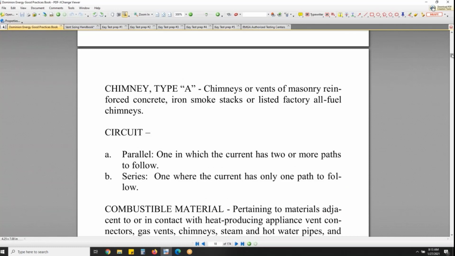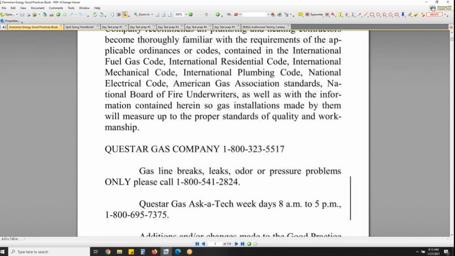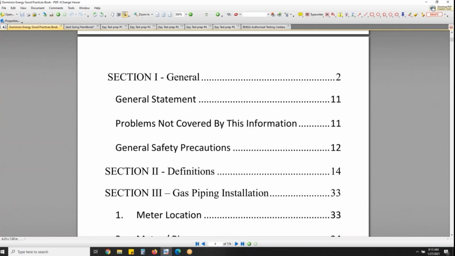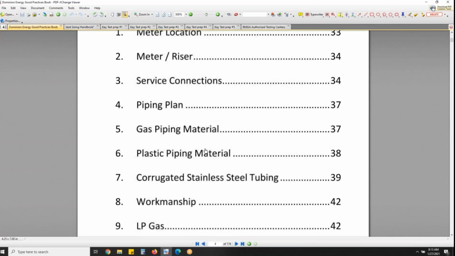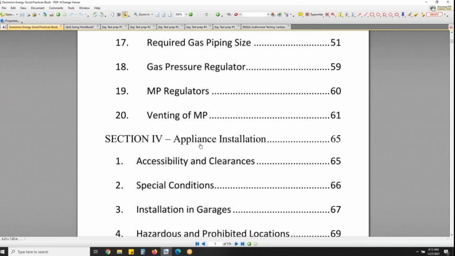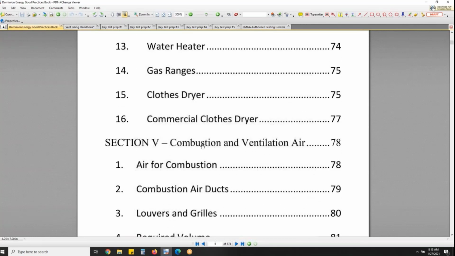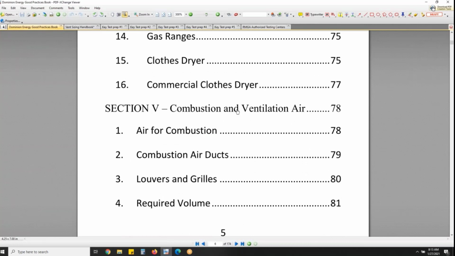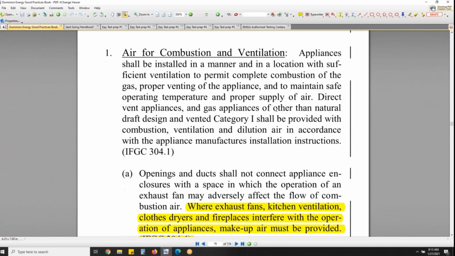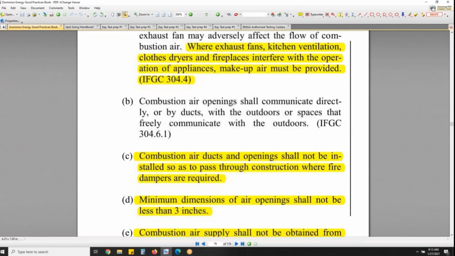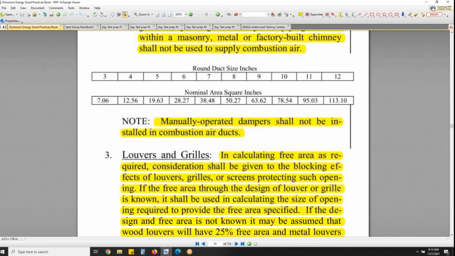But let me show you where we're looking at that kind of explains it for you. We're dealing with combustion air, so I want to find the section for combustion air. It's not section 3, that's gas piping. And it's not section 4, that's appliance installation. Section 5, page 78. If I just click on that, it takes me right there. So he's talking about adequate volume or confined space.